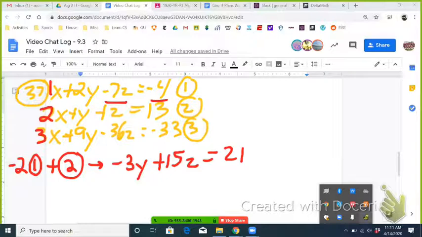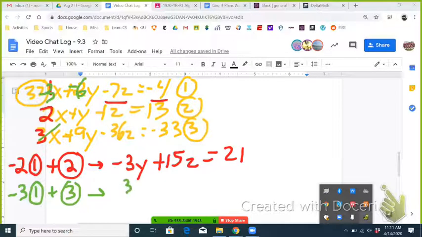Now I'm going to do the same thing, but eliminate x by using equations 1 and 3. So I could take negative 3 times equation 1 and add it to equation 3. This would be a negative 3x plus 3x, that would cancel out. And then a negative 6y plus 9y would give me a 3y. And then a negative 3 times negative 7 would give me a 21z, plus negative 36z gives me negative 15z.